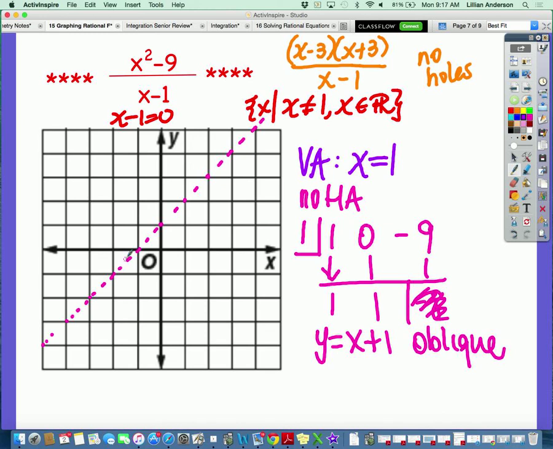Yes? Will the oblique always be the same thing if it's in the L, backwards L? Or is it just coincidence this time? You mean all ones? No, it's just coincidence this time. I need a vertical asymptote at x equals 1.